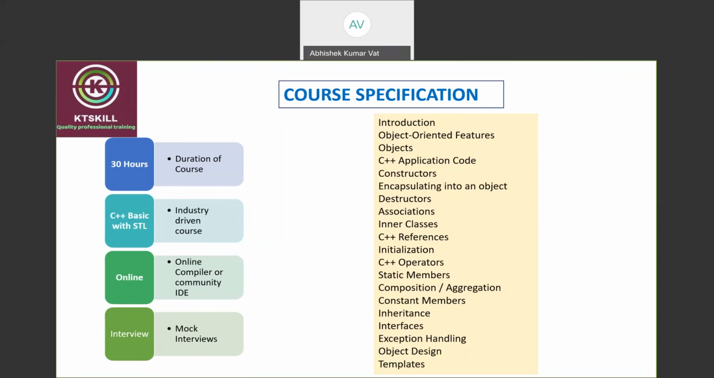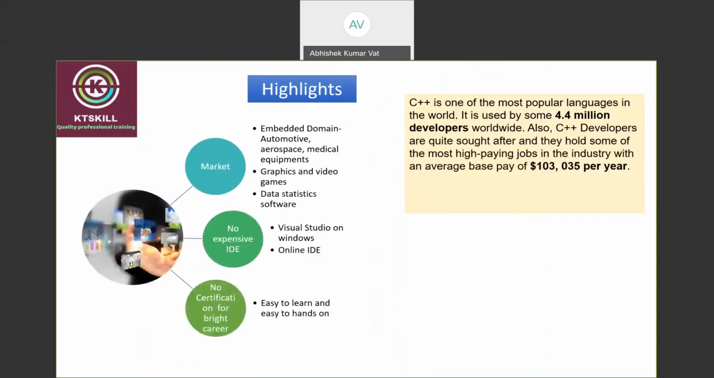Apart from that, what we offer in KT Skill, for job aspirants, is mock interview preparation. We will provide all the C++ related question-answers and programming practices which are generally asked in the industry. So this course is basically an industry-driven course where students can meet their job requirements in the industry.